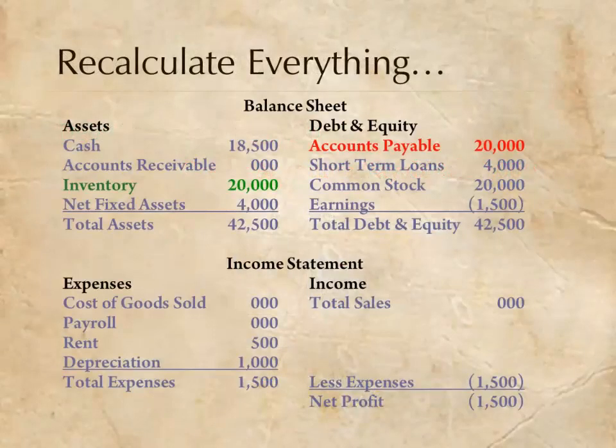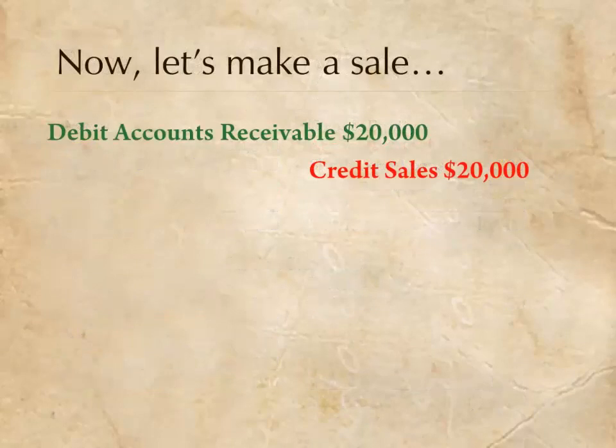We need to recalculate again, and we see that inventory has increased by $20,000, and accounts payable has also increased by $20,000. We are in balance because we had a $20,000 debit and a $20,000 credit. Notice that purchasing inventory did not affect the profitability. The only time we make money is when we make a sale. We can lose money when we pay expenses when we have no income. So it's time to make a sale.